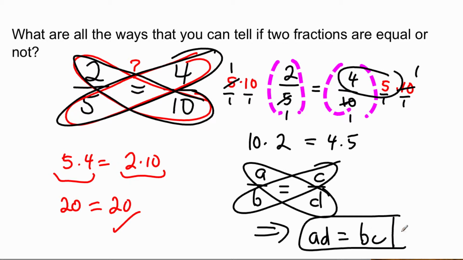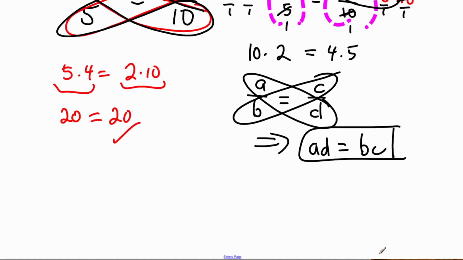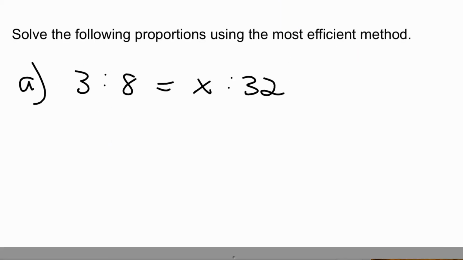And this is a very handy method for determining proportional relationships and solving problems involving proportions. Let me show you how we could utilize that. We have a ratio here, 3 to 8 equals something to 32. We're told it's a proportion because we're given that they are equal to each other. To work with this, I'm going to convert this ratio into fraction form. So this is 3 to 8 is equal to x to 32.